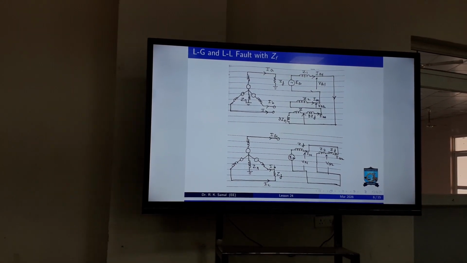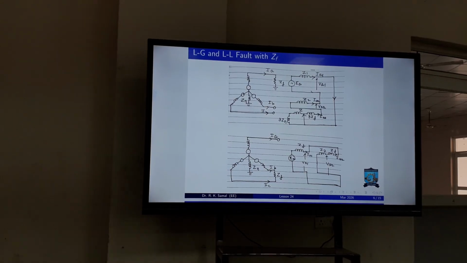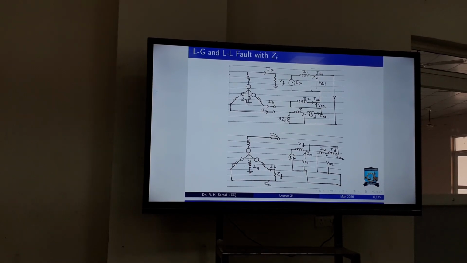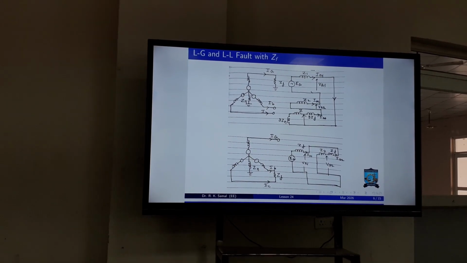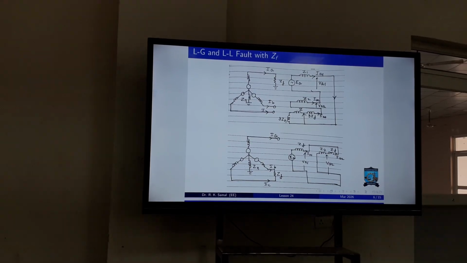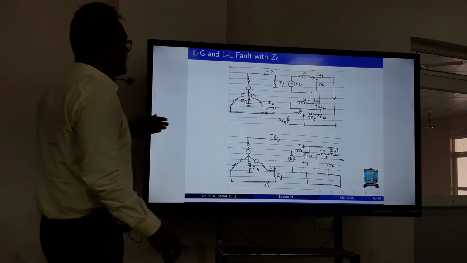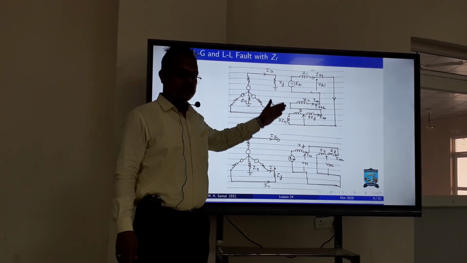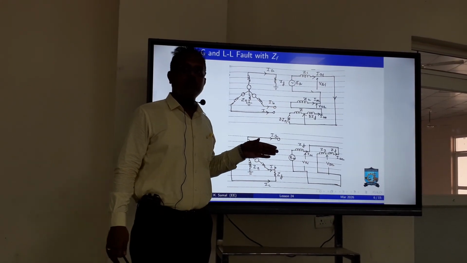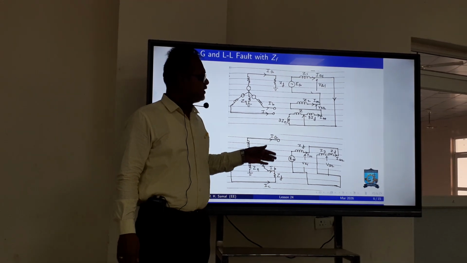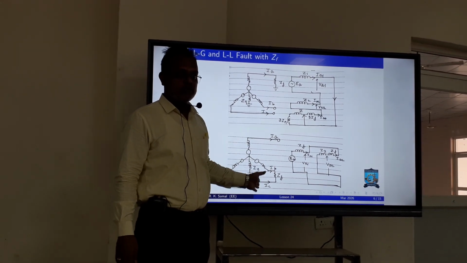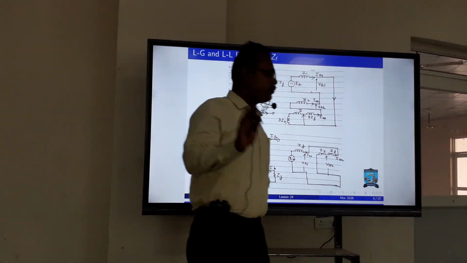Earlier we considered a solid fault. What do you mean by a solid fault? It is when the fault is connected to ground and in between there is no impedance. It's a solid conductor type. Whereas if you have a ground fault impedance ZF, then the network will become like this. So if the problem involves ground fault impedance, you need to use these equivalent circuits. No need to draw.